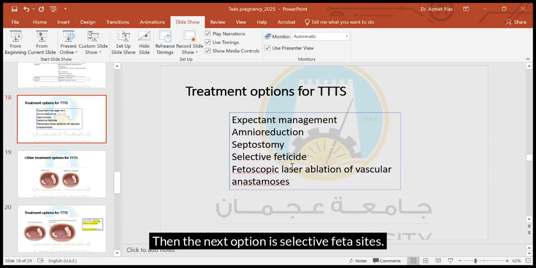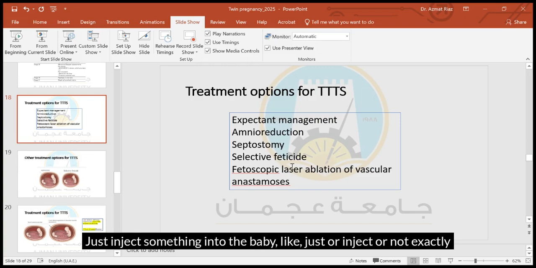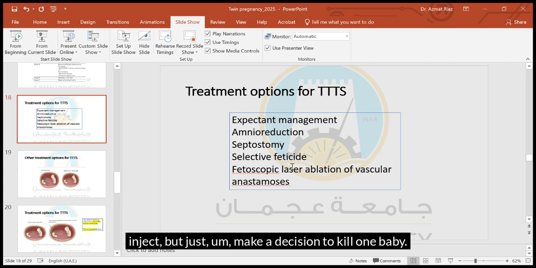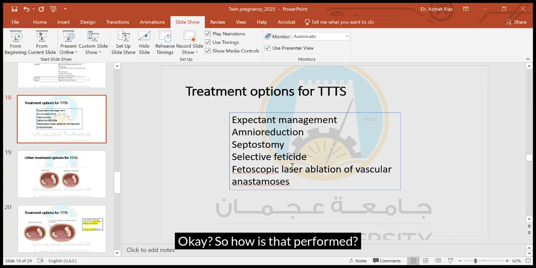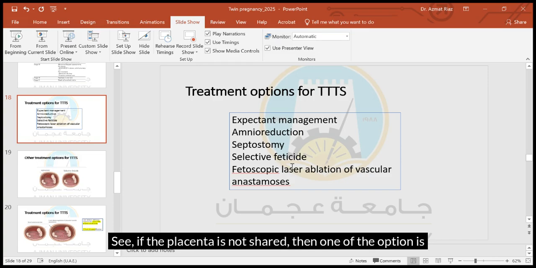Then the next option is selective feticide. Just make a decision to kill one baby. Okay, so how is that performed? If the placenta is not shared, then one of the options is introducing potassium chloride into the heart of the baby who is not doing well.